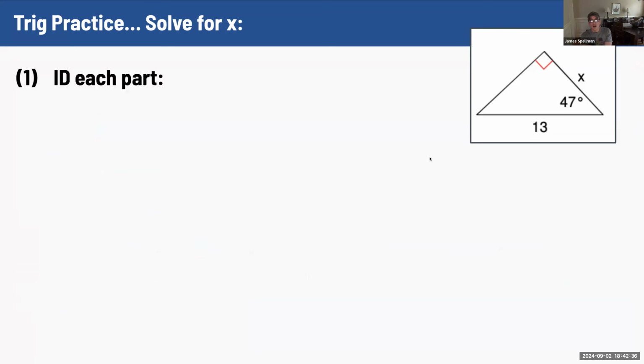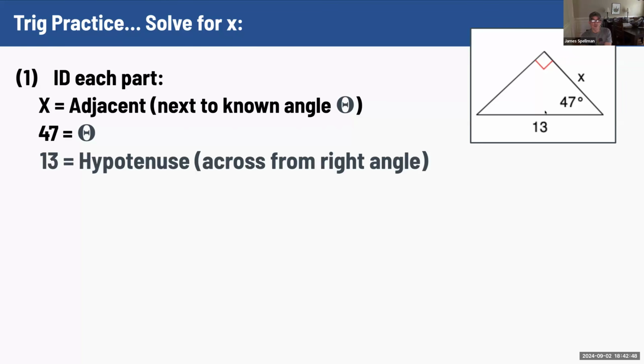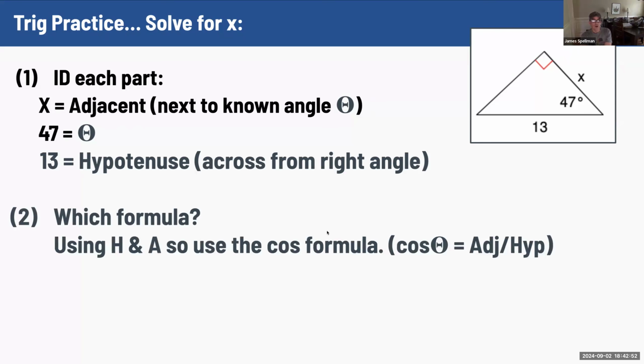All right. I think this may be the last one. Again, if we want to try to find the length of this side over here, X is our adjacent because it's next to the angle. You've got to always start with the angle. 47 is our theta, and 13 is the hypotenuse because it's across from the right angle. Which formula? I actually think we got one more example after this. Hypotenuse and adjacent, again, use cosine.